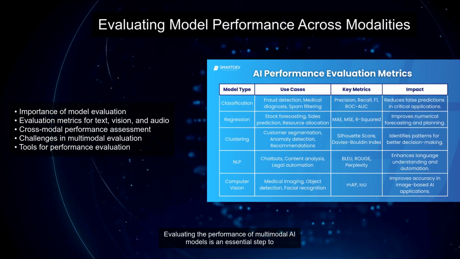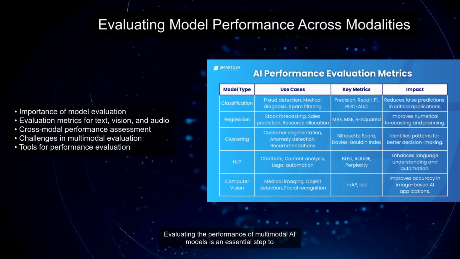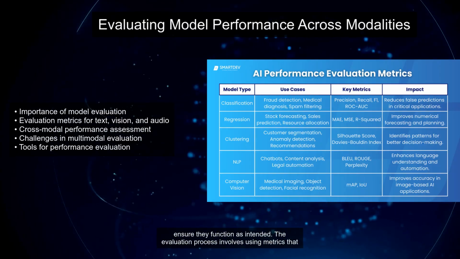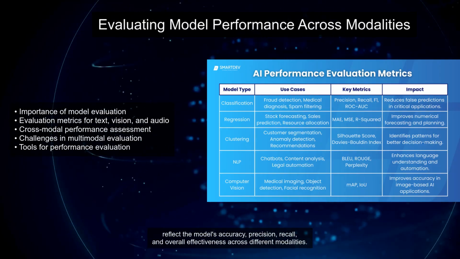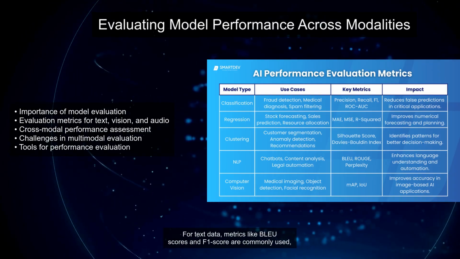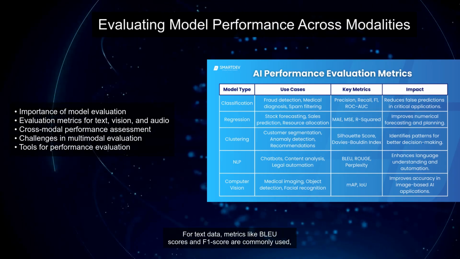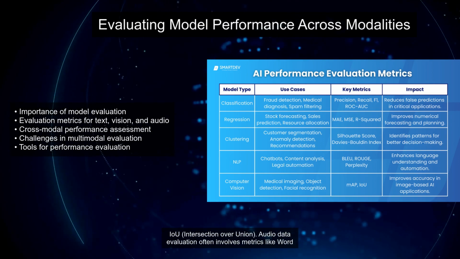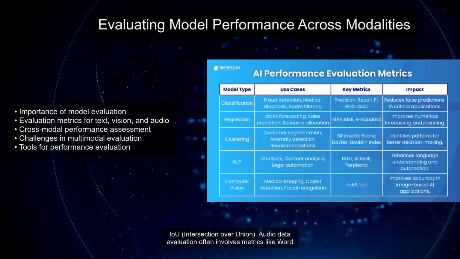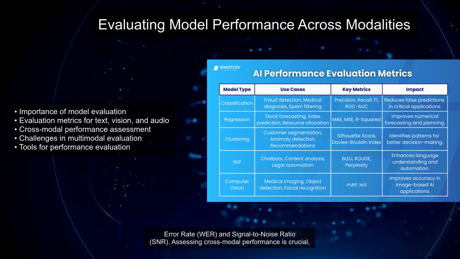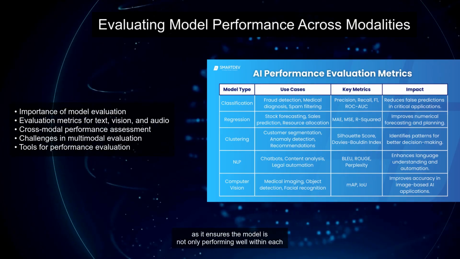Evaluating the performance of multimodal AI models is an essential step to ensure they function as intended. The evaluation process involves using metrics that reflect the model's accuracy, precision, recall, and overall effectiveness across different modalities. For text data, metrics like BLEU scores and F1 score are commonly used, while vision data might be evaluated using metrics like accuracy, precision, and IOU, intersection over union. Audio data evaluation often involves metrics like word error rate, WER, and signal-to-noise ratio, SNR.